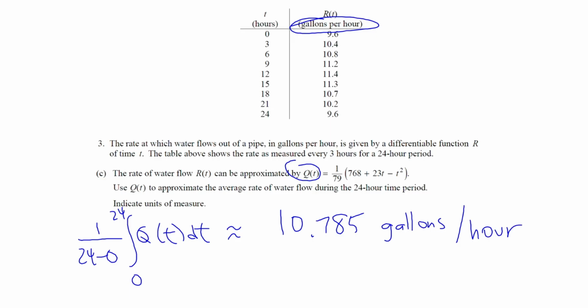And so that was worth, let's see, that was worth 3 points. 1 for having the 1 over 24 minus 0 and an integral from 0 to 24. 1 for it being q of t inside, and 1 for the final answer. And then you also got a point for the units in both part A and part C. That was worth 1 final point to give you all 9 points for this rate FRQ. Question number 3 from the 1999 AP Calculus AB exam.